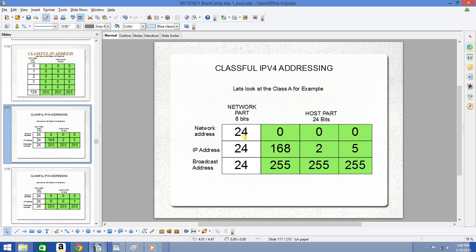Let's look at the 24 network. This 24 network starts at all zeros, 24.0.0.0. That's the network address. The lowest one is the network address, and the highest one is the broadcast address, 24.255.255.255. Any IP address that lives within the range of 24.0.0.0 and 24.255.255.255 is an IP address on this network. This is the broadcast address. So you can see there could be many, many IP addresses in here. Let's look at that a little further.